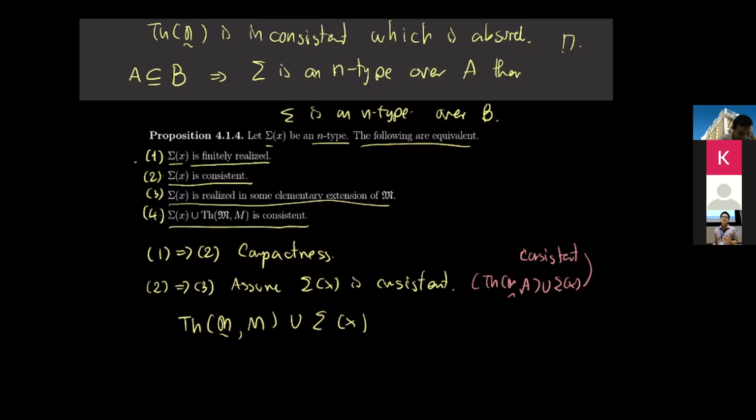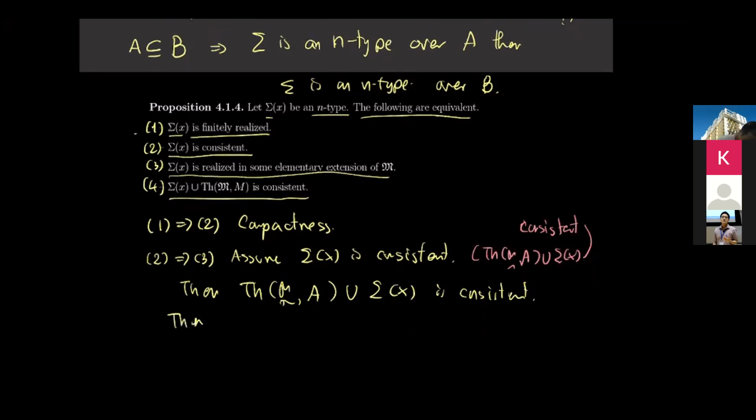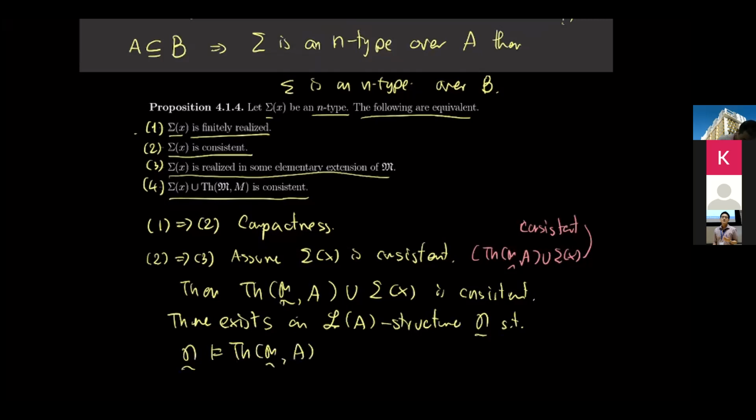Oh, okay. I got confused a little bit. So let's say that this is consistent. What does this consistency mean? It means that Th(M_A) union sigma(x) is consistent. What does this mean? It means that there exists an L_A structure N such that N is a model of Th(M_A) union sigma(x).